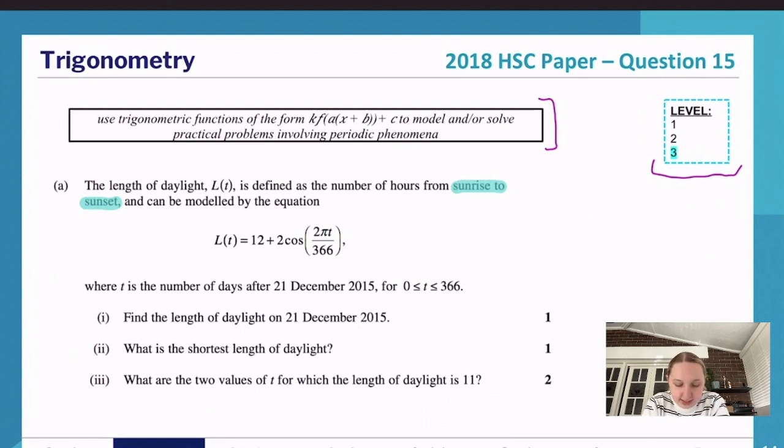Okay, so the length of daylight, the function L(t), is defined as the number of hours from sunrise to sunset and can be modeled by the equation L(t) = 12 + 2 cos(2πt/366), where t is the number of days after the 21st of December 2015, for 0 ≤ t ≤ 366. I'm going to give you a second to read that again to yourselves.